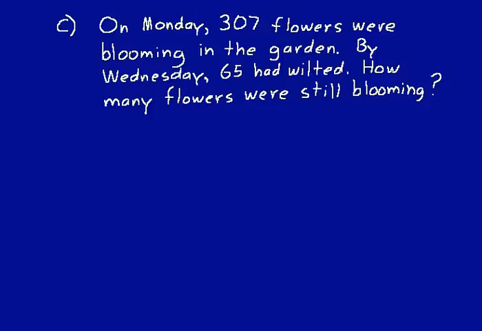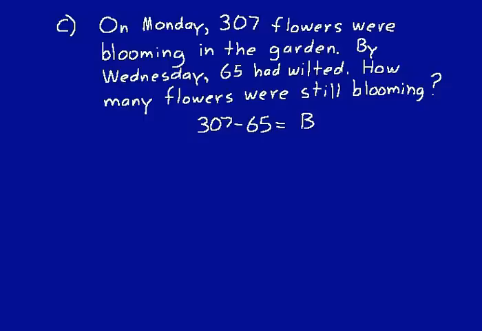So let's try to think of an equation that we can write here. And we would say 307, that's how many we started with. 65 had wilted by Wednesday, so those went away. How many were still left? And we'll just say equals B for blooming. And those letters that you use, sometimes you want to use descriptive letters or descriptive variables. Those letters are also called variables. Instead of just like an A or B or C or just whatever, use it to describe what you're doing. B stands for blooming in this case.